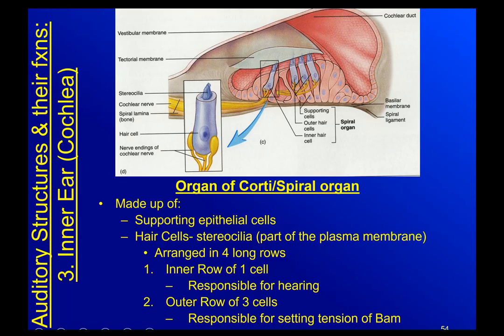So looking at the spiral organ, the organ of Corti, guess who discovered it? Corti. So you've got, again, those supporting epithelial cells. Remember, these are the nanny cells. They watch, they take care of. These pink cells that you see are going to be the supporting cells.